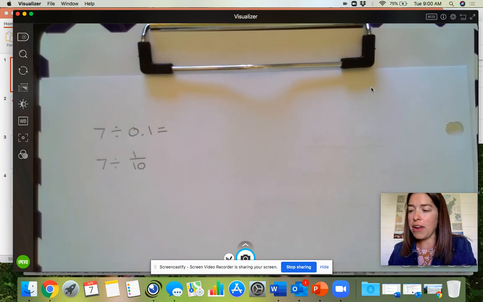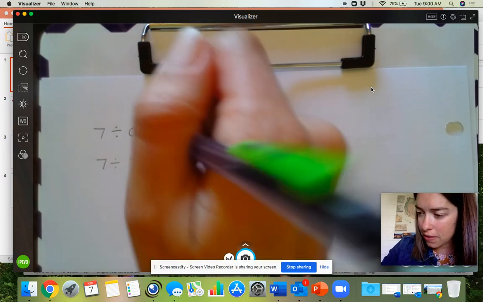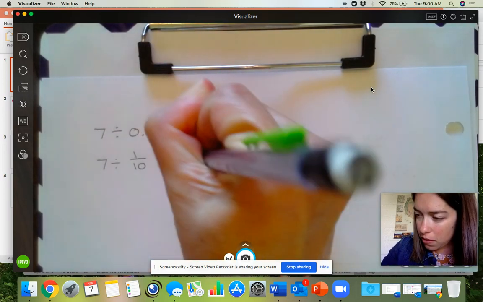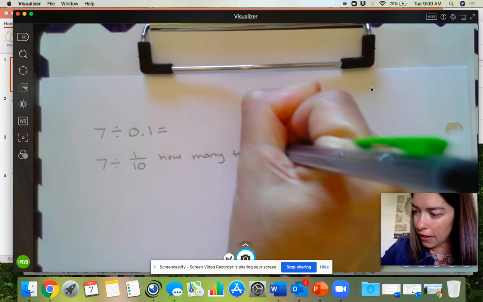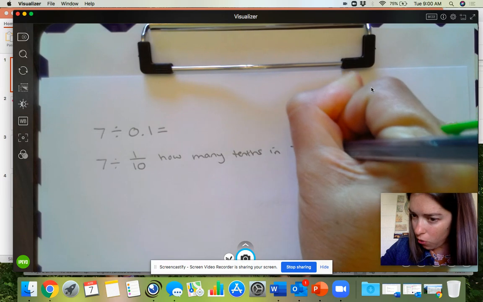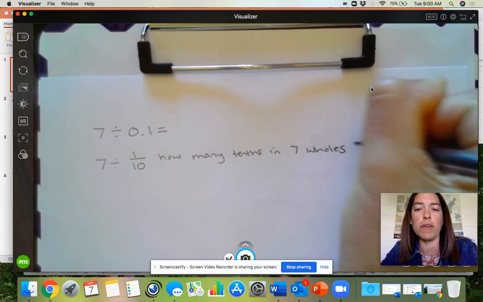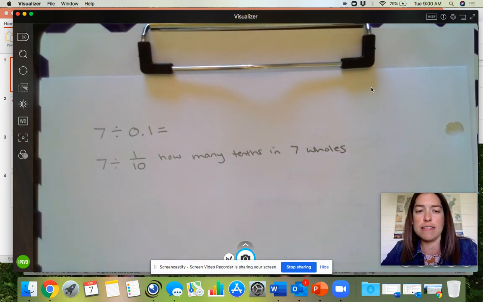So I'm going to actually just write that question down just to remind myself this is asking how many tenths in 7 wholes. You should write it down as well. Always good to just have this in your notes. This is truly asking how many tenths are in 7 wholes.